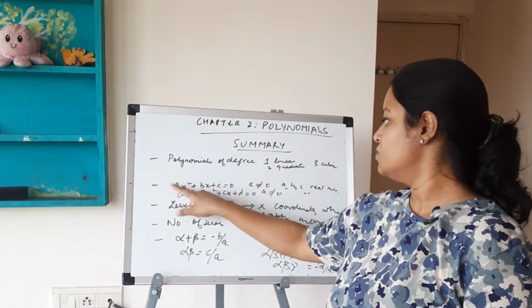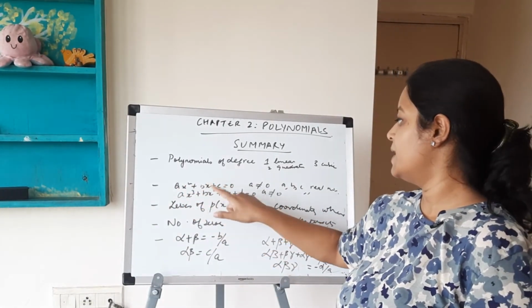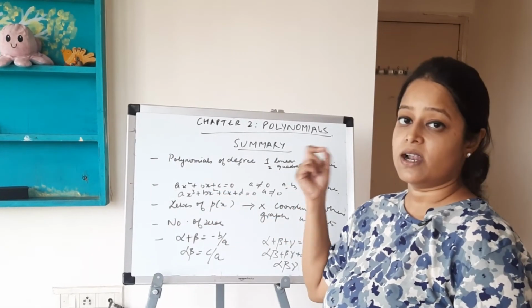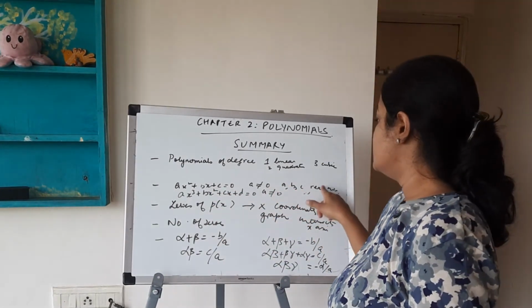Why? Because if it becomes 0, then it becomes a straight line here. It becomes a quadratic here. Straight line means linear. a, b, and c are real numbers.